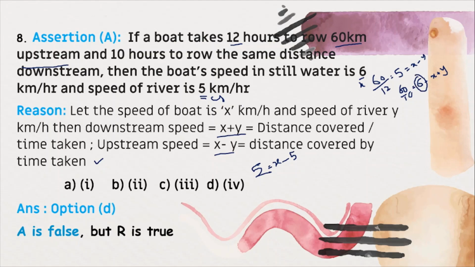Then x minus y is 1. But here we are getting 5. So the assertion is not correct. So we go for option D. Okay.